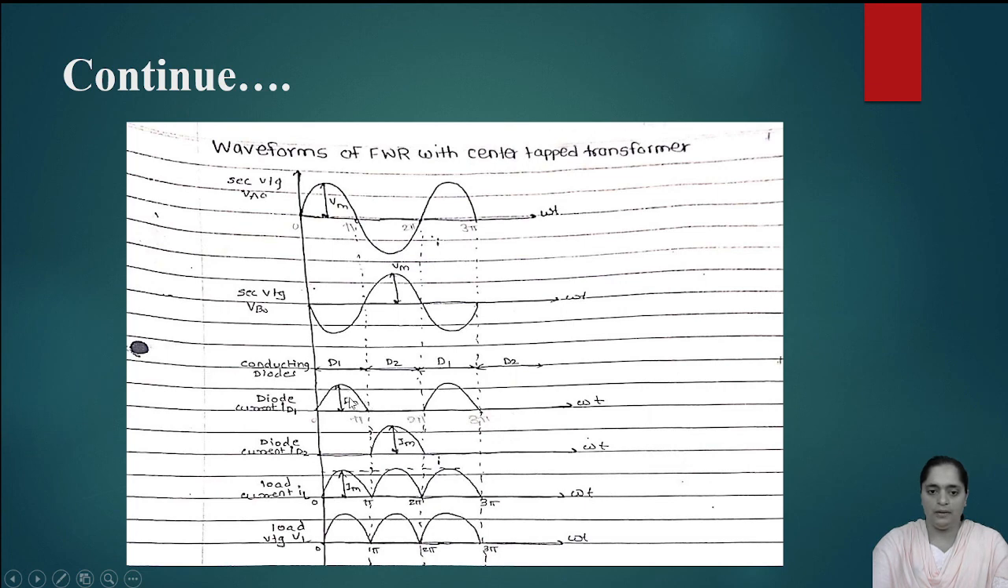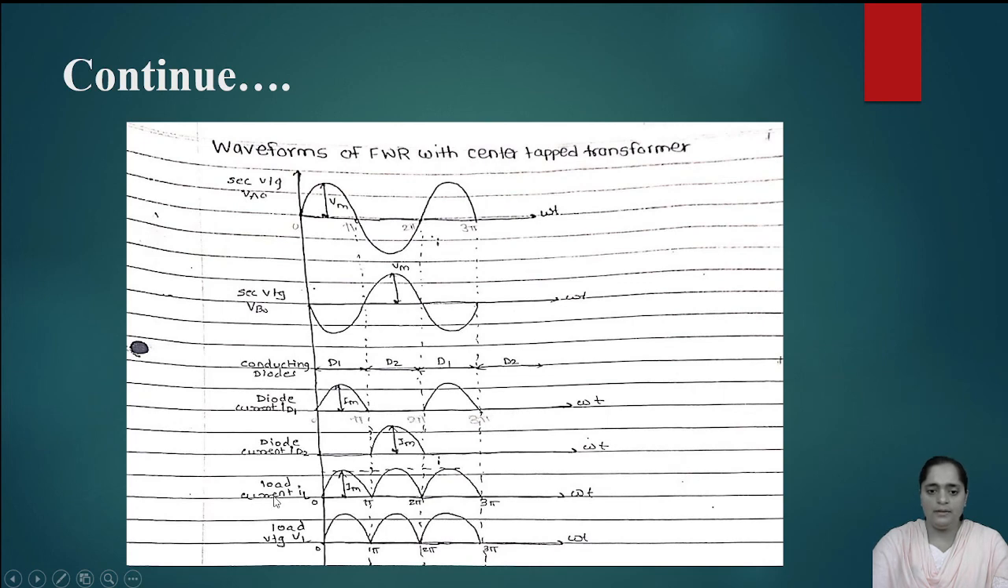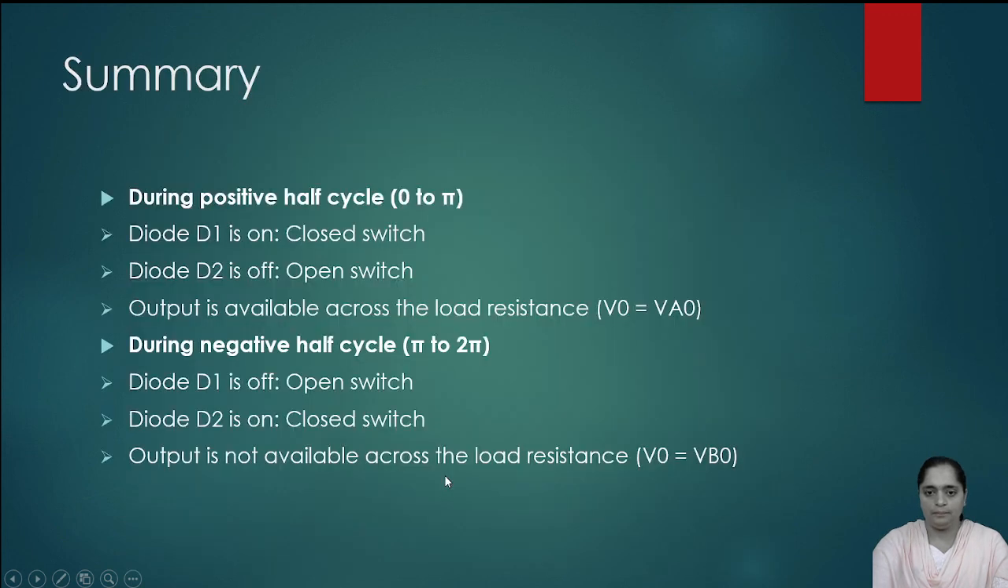D1 deals with the positive half cycle. Diode current ID2, we know, deals with the negative half cycle, so we are getting it in the pi to 2 pi cycle. The next important one is the load current IL0 and the load voltage VL. Here the load is purely resistive, therefore the shape of the load current and load voltage is the same, only there is a small change in amplitude. So first is the load current IL0 and second is the load voltage VL.